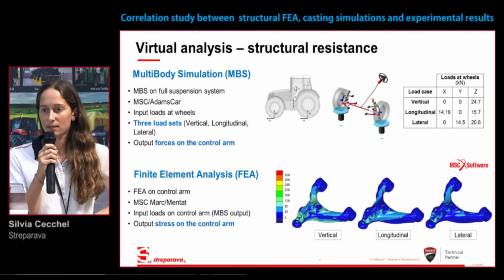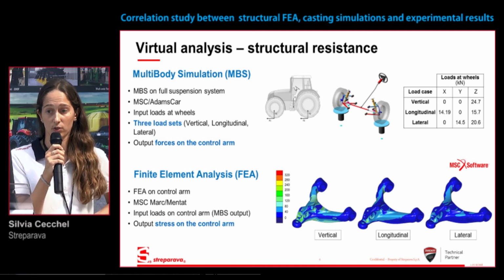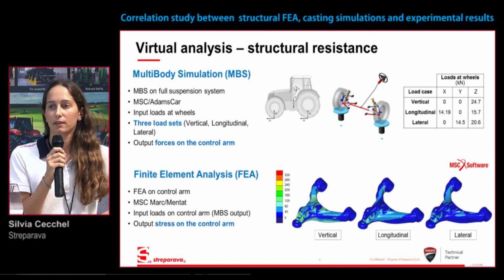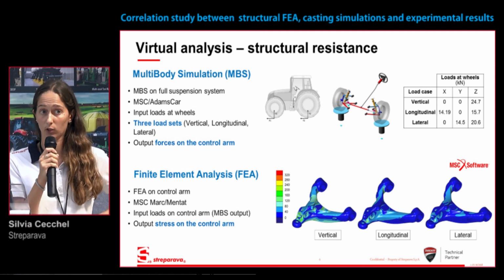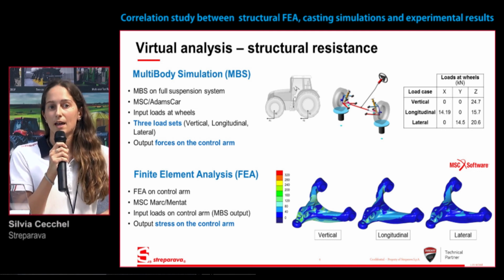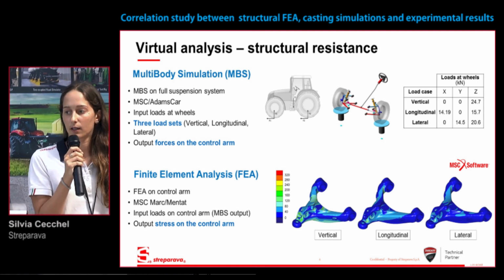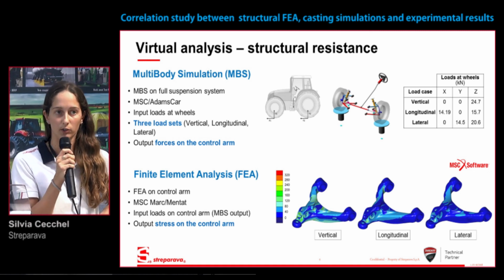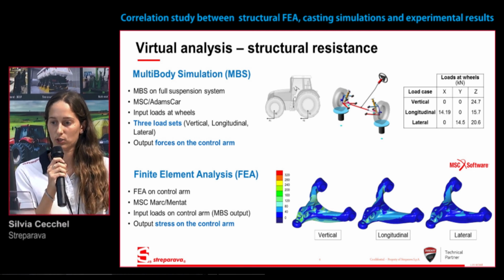So what about the structural resistance? We started with multibody simulation using Adams Car on the full suspension system. The inputs were loads at wheels. Three load sets typical for this application were used, and the output of this first kind of simulation were the forces acting on the control arm. These forces were used as input of the second kind of simulation that is finalized to find the stress acting on the component on these three different load sets. And you can see the results on the picture in the slide.